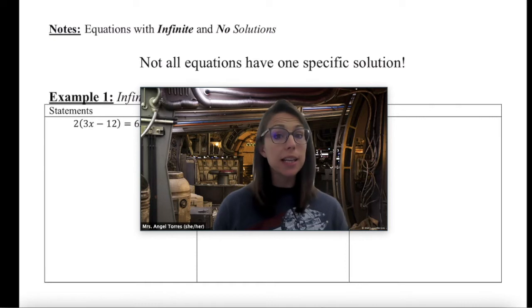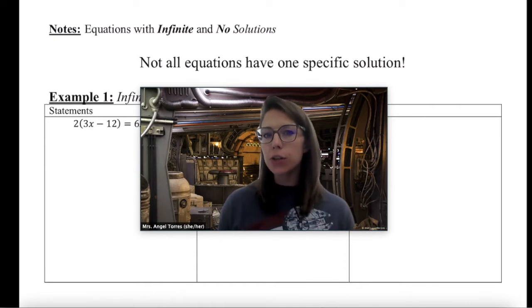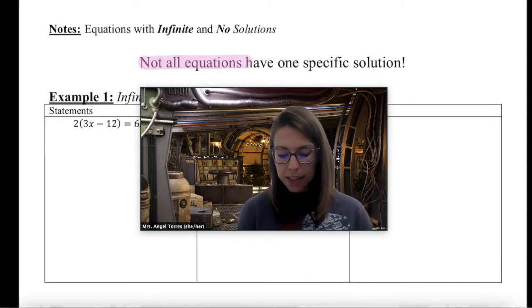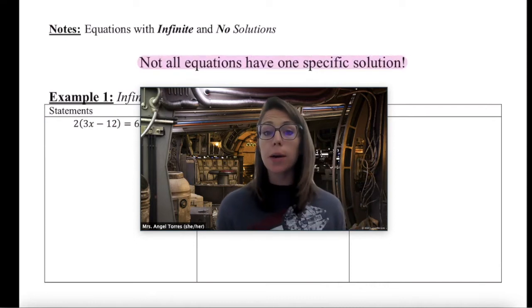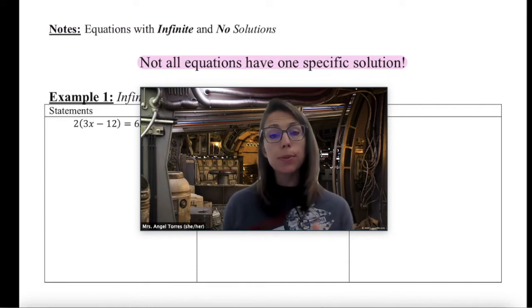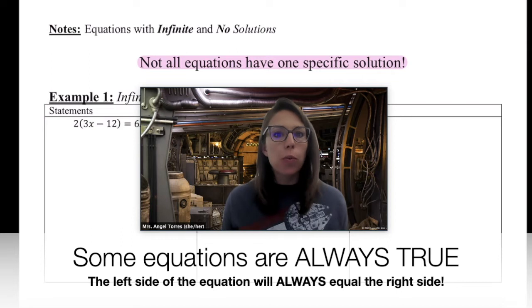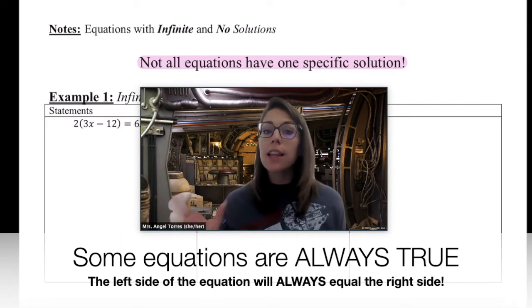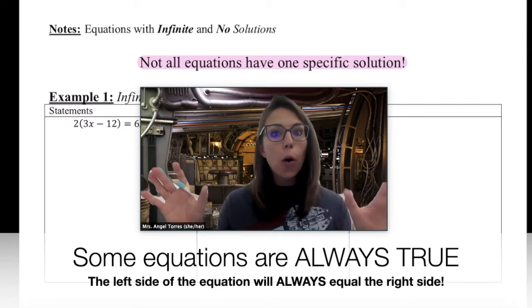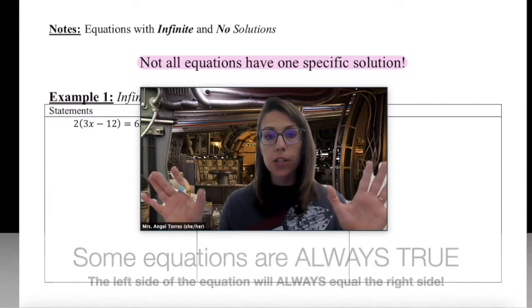With a quick lesson for today on equations with different numbers of solutions. So this statement at the top here pretty much sums up what we're going to be talking about. Not all equations have one specific solution. Some equations are always true. And when an equation is always true, that means it doesn't matter what value of the variable you pick, the left side of the equation will always be equal to the right side of the equation.